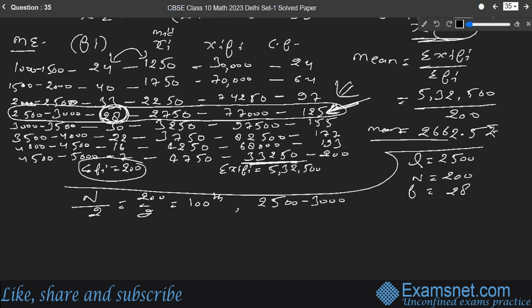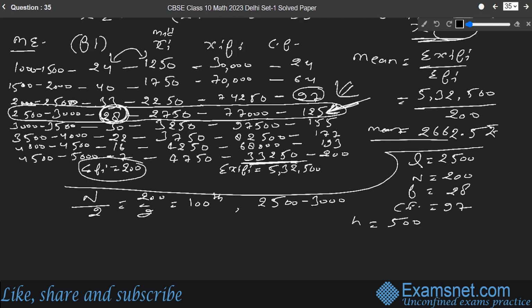Then we find the cumulative frequency of the class preceding the median class, which we sometimes take as f naught. The median class frequency is 28. Prior to that, the cumulative frequency is 97, so the cumulative frequency to be taken is 97. Then h is the class width, which is 3000 minus 2500, that is 500.